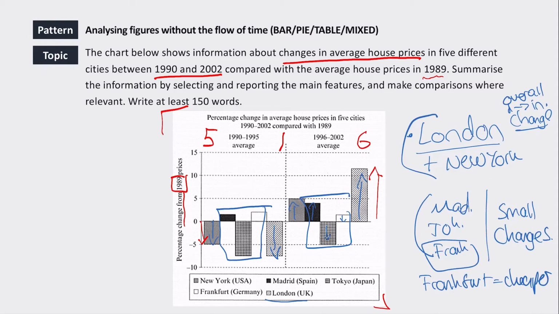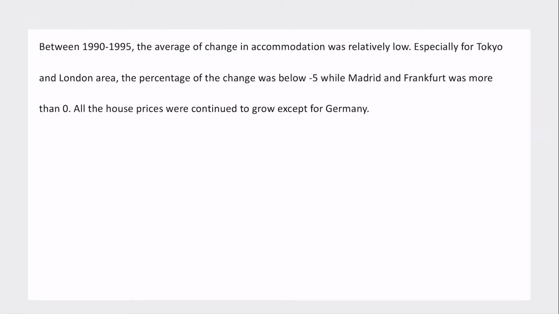Okay. So once you've looked through the graph, once you've thought about stuff like, okay, what tense am I talking about? This is all going to be past, so it's going to be past tense. And then you've sort of decided roughly what your main trends are and how you're going to divide up the information. Okay, so let's look and see what this candidate's done.